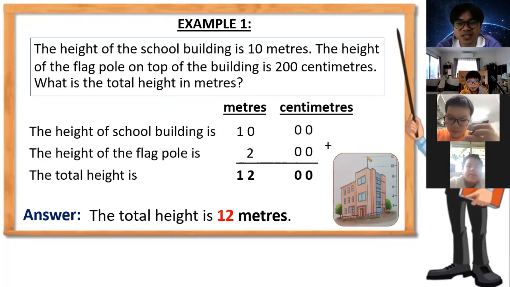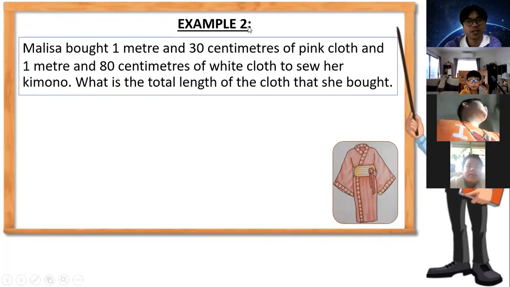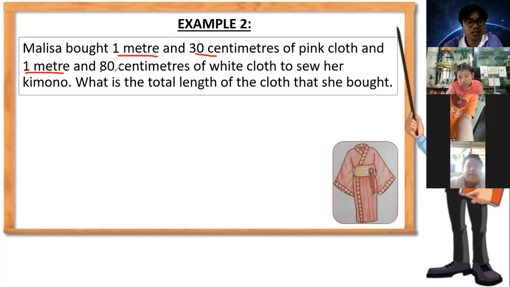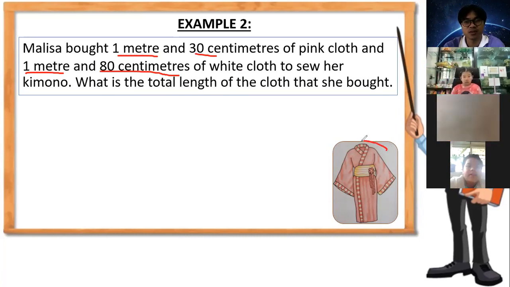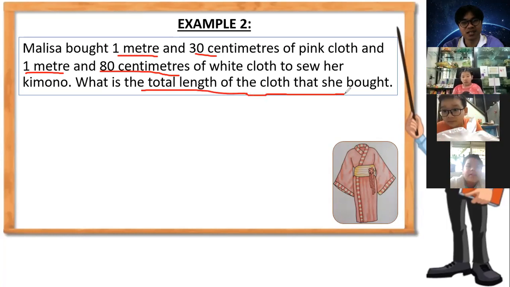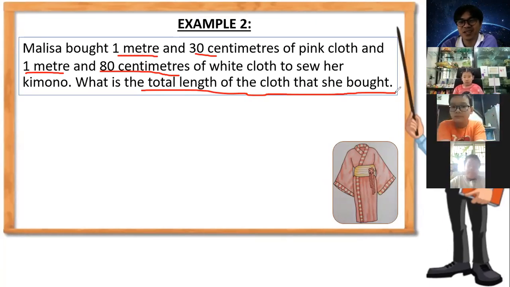Let's go to example number 2. Before we go to our book, let's try to solve the word problems found in your workbooks later. So example 2, look at here. Malisa bought 1 meter and 30 centimeters of pink cloth and 1 meter and 80 centimeters of white cloth to sew her kimono. Question, what is the total length of the cloth that she bought? What do you think? What operation? Plus, minus, times, divide.